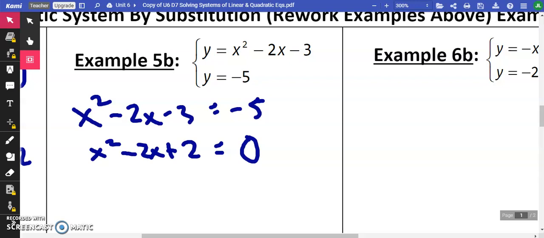Of course, if I try to factor the x squared minus 2x plus 2, I'm not going to be able to come up with two whole numbers that multiply to 2 but then add to negative 2. So that tells me I'm going to have to go back and use the quadratic formula.